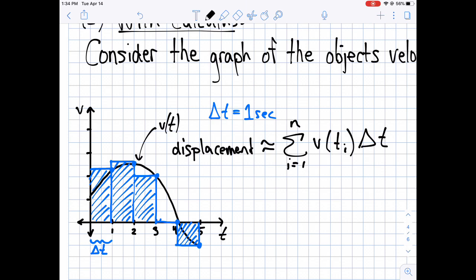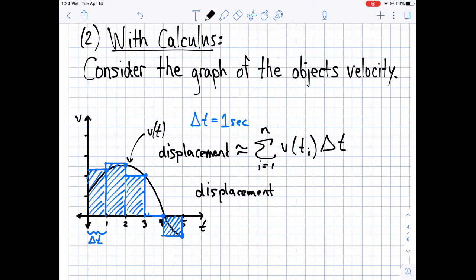So if we want to find an exact formula to calculate displacement, all that we're going to do now is take the limit as the number of sample points goes to infinity. We're going to end up adding up all of those, so that's from 1 to n, and we're doing v of ti times delta t. What is this? Well, this is precisely our definition of the definite integral.